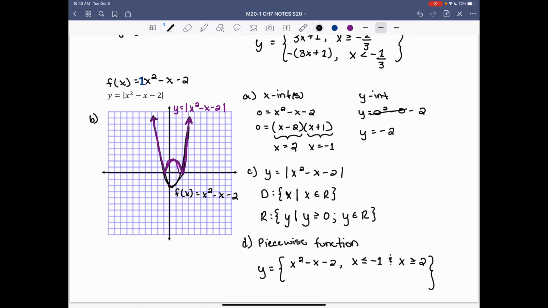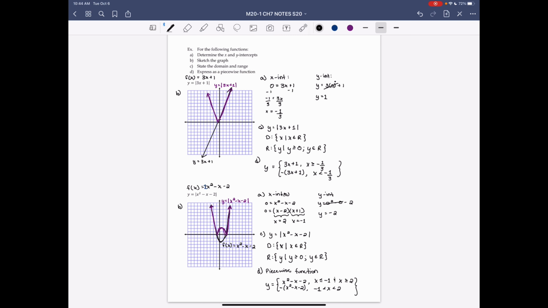Next is, when is it a reflection of f of x equals x squared minus x minus 2? So that would be negative bracket and then f of x inside, so x squared minus x minus 2. When is this the case? Down here, which is between the two x-intercepts. So when x is greater than -1, but less than 2. For x greater than -1, so -1 is less than x, which is less than 2. That brings us to the end of Chapter 7, Lesson 2.